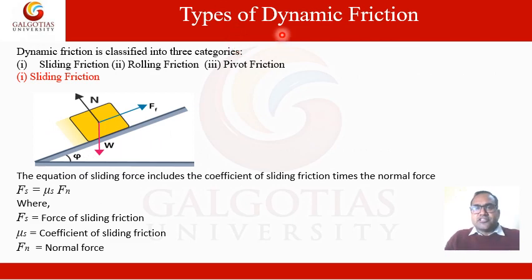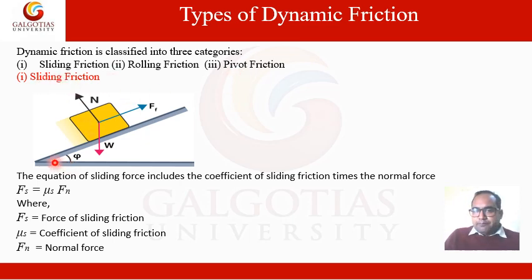Now the next type of friction is dynamic friction. Dynamic friction is also known as kinetic friction. Dynamic or kinetic friction is the friction between surfaces which move relative to one another. Dynamic, or kinetic, friction is classified into three categories. The first one is sliding friction, the second one is rolling friction, and the third one is pivot friction. Now come to sliding friction.